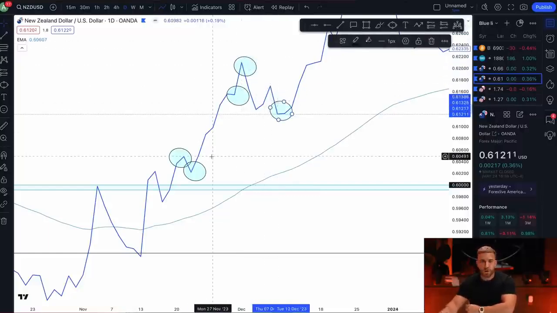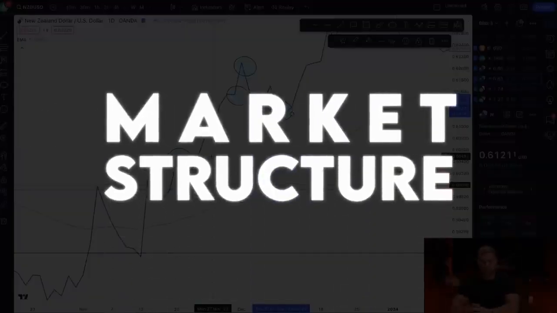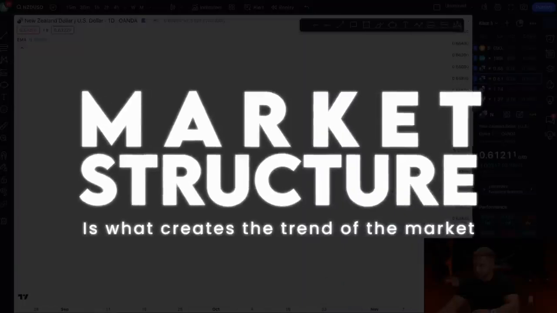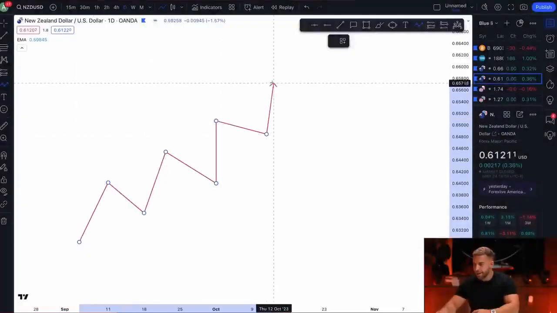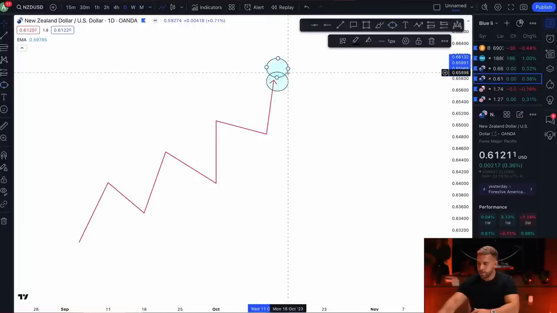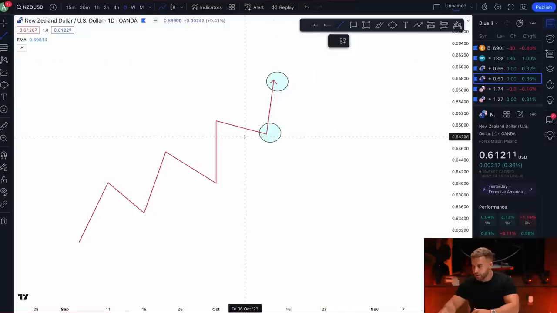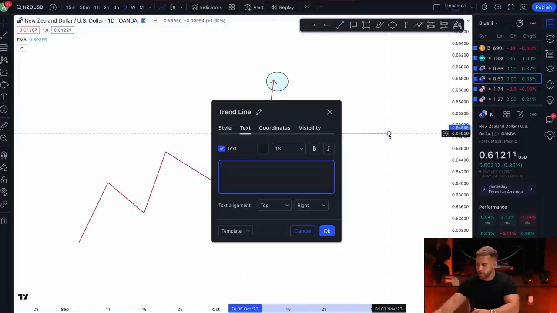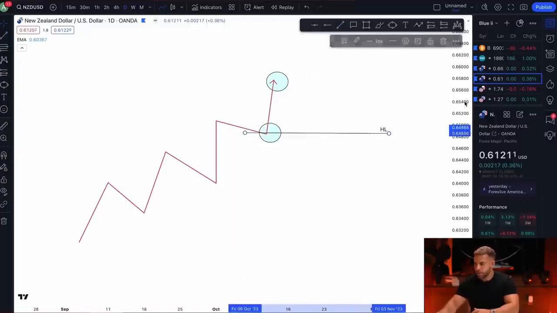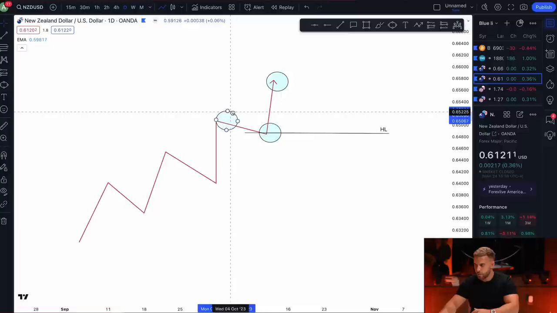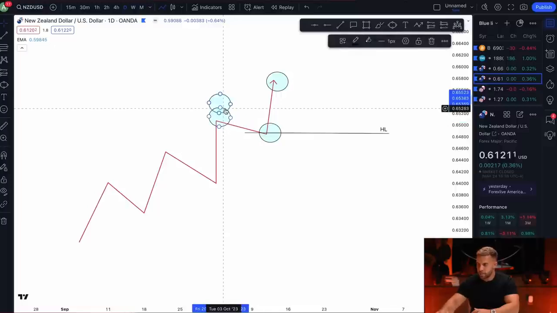So these elbows are market structure, and this market structure is what creates the trend of the market. It's what creates the market if it's heading to the upside, and what creates it if it's heading to the downside. So when you have a bullish market like this, this is obviously a higher high, and then this would be the higher low. But if you notice, that higher low is a market structure point. And previous market structure is this elbow right here and this elbow right here.